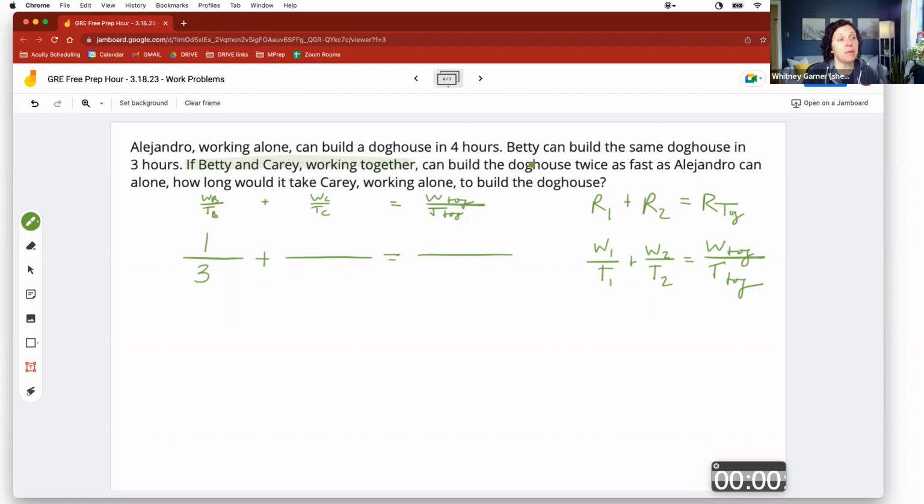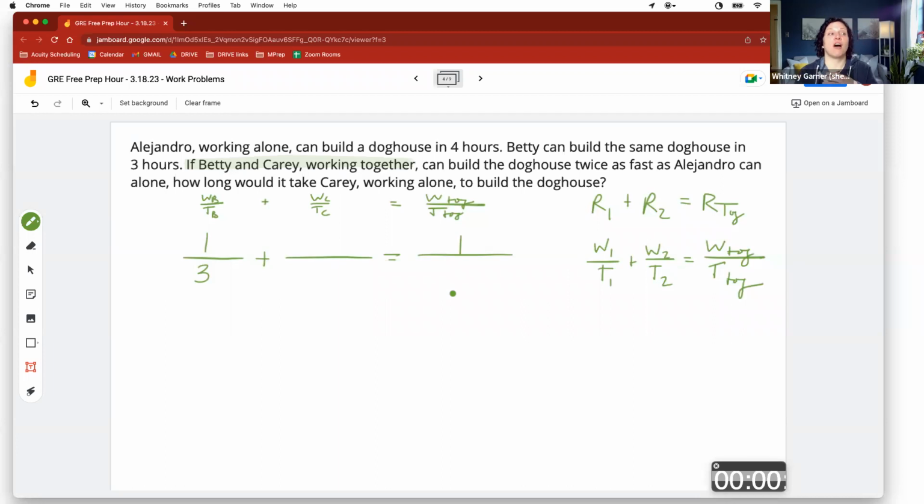And they can build a doghouse twice as fast as Alejandro can alone. So hold on, let's think about this. Together, they can build one doghouse twice as fast as Alejandro can, which means how long does it take them if they're able to finish it twice as quickly? So rather than think math, think logic. Alejandro takes 4 hours. And so they're going to take how many?